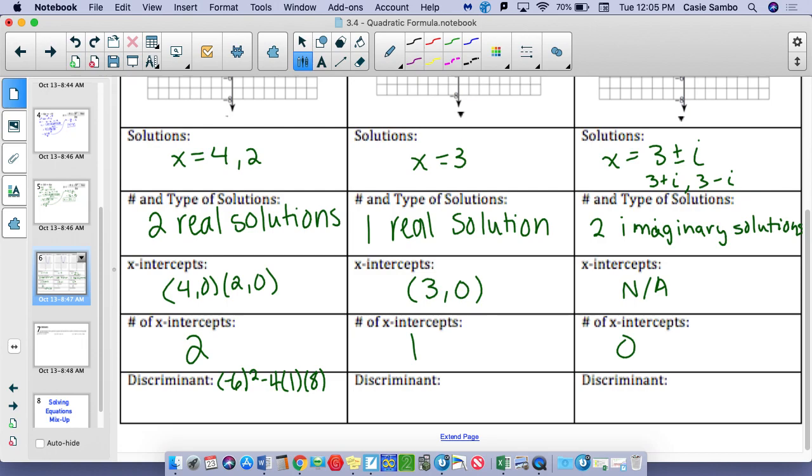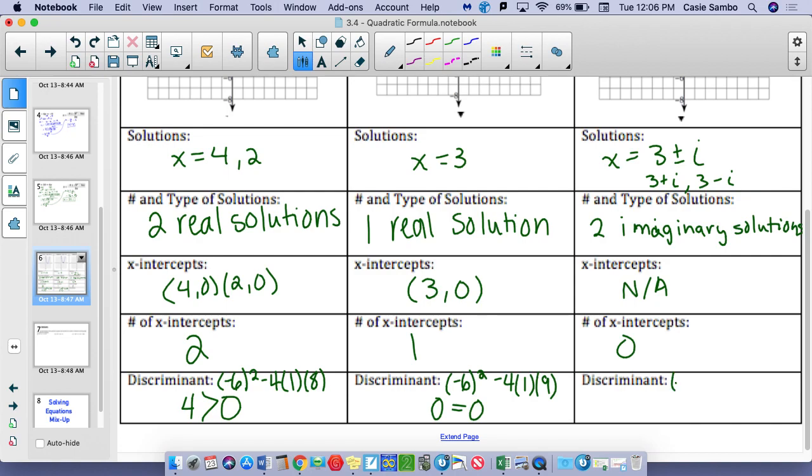We simplified that previously, and we found that it equaled 4, and 4 is greater than 0. So anytime you have the discriminant greater than 0, you know that you have 2 real solutions and 2 x-intercepts. On the next one, our discriminant was negative 6 squared minus 4 times 1 times 9, and when we simplified that, it was 0. Anytime you have a discriminant that equals 0, you have 1 real solution and 1 x-intercept.